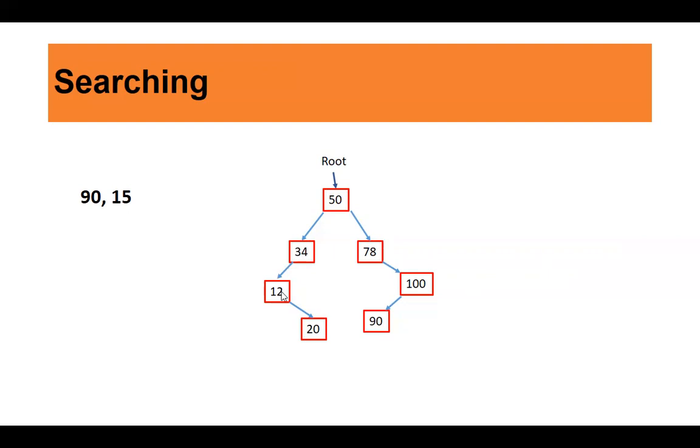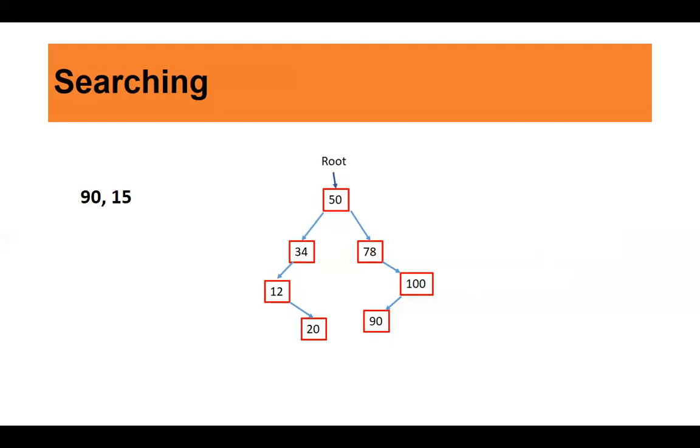Now the key is 12. Compare the key with 15. 15 is greater than 12, so go to its right side. Now what you have is 20. So 15 is smaller than 20. You try to go to its left side, but the left side is a null pointer. There are no nodes. That means 15 is not found in the tree. Is it fine? The key 15 does not exist in the tree. Okay.